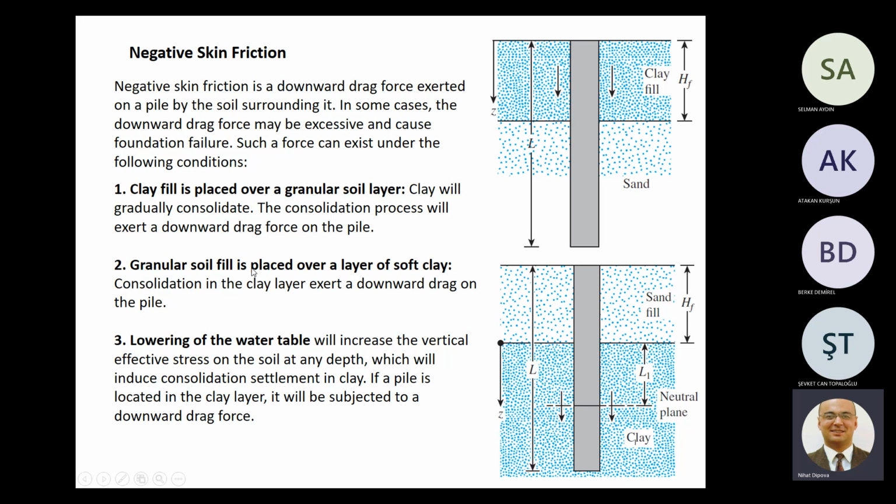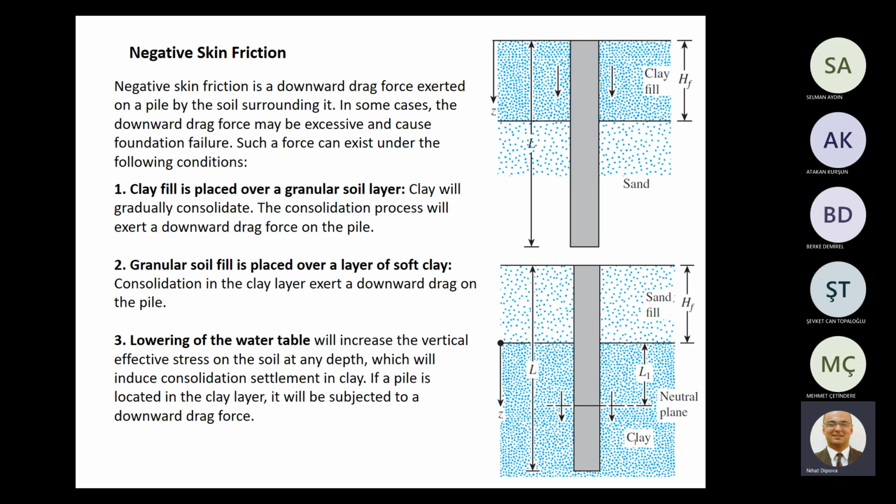Today we're going to talk about the negative skin friction concept. What is negative skin friction? Negative skin friction is a downward force. Please follow my cursor. It is a downward force exerted on a pile by the surrounding soil. In some cases, the downward drag force may be excessive and cause foundation failure.